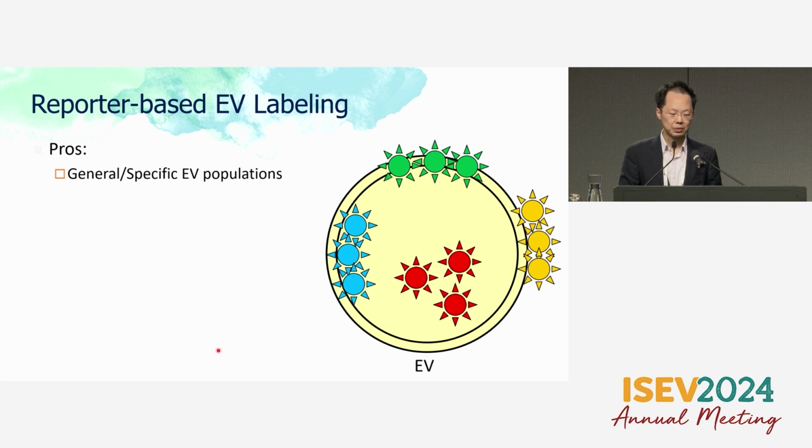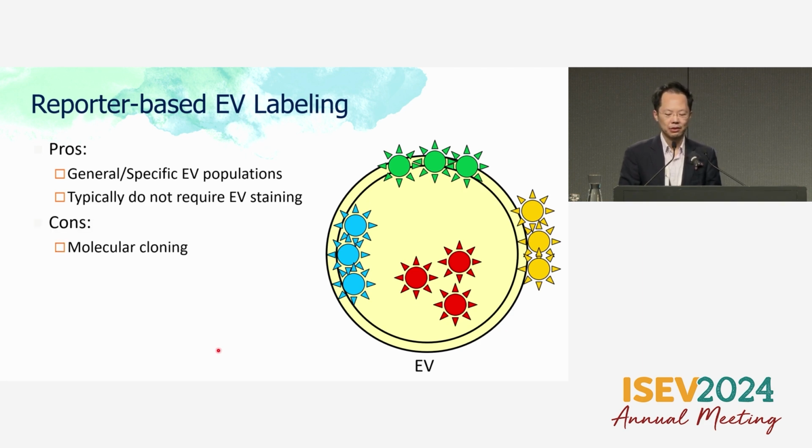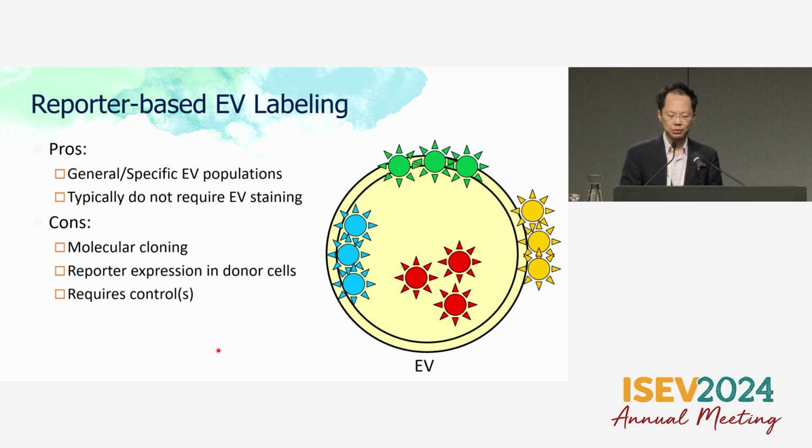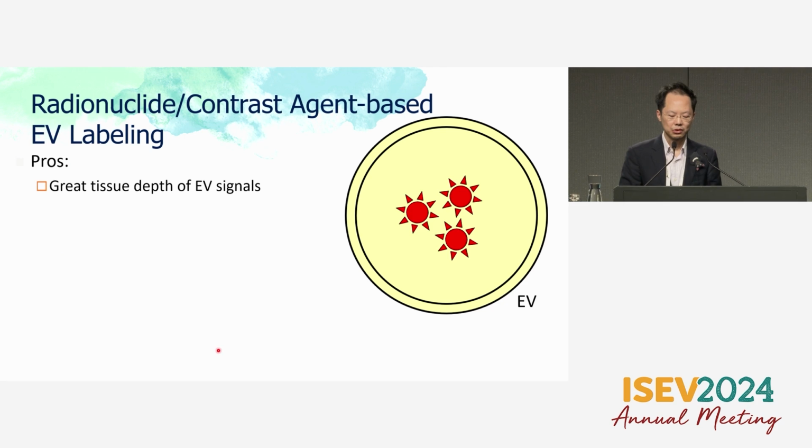Now, in terms of reporter-based labeling, you can have general labeling or specific vesicle population labeling, and they typically do not require the vesicle to be stained by, say, lipophilic dyes. The con to that is that if you're not familiar with molecular cloning or, say, lentivirus or transfection experiments, this may be a little bit troublesome for you. Not only that, you typically require the donor cell for your vesicles to express the reporter. Again, this may be a little bit limiting to some, especially if you're working with primary cells. And again, it does require controls to make sure that you're seeing true signal.